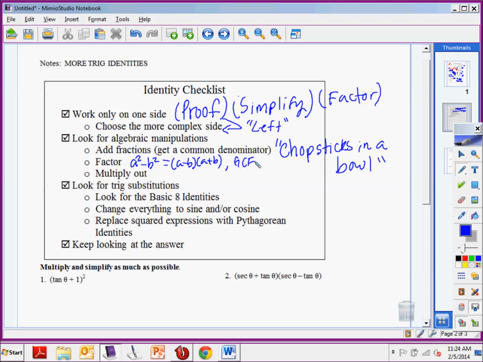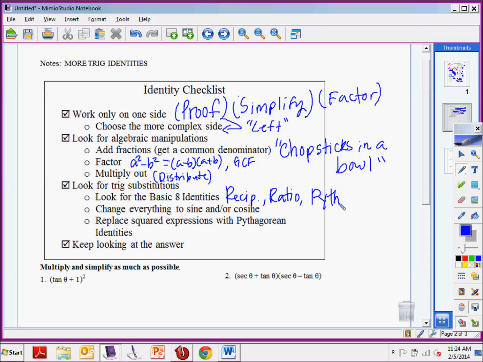Okay? And then next other thing that you should look for algebraically is multiply out. Multiply out is just another way of saying distribute. Is there anything you can distribute together in order to create one of the basic 8 identities? Then you have look for trig substitutions. Look for the basic 8 identities. Is there a reciprocal present? Is there a ratio present? Is there a Pythagorean present? Look and see if any of those are there before you do the next thing.